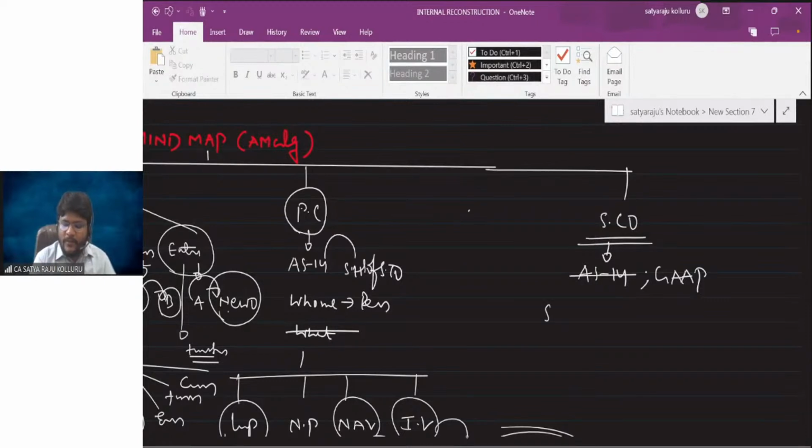Here, the 5-step approach we learn. Step number 1, dismantling of balance sheet. In case of dismantling of balance sheet, all the different assets and liabilities which are taken over by the purchasing company should be closed and transferred to realization account at book values.